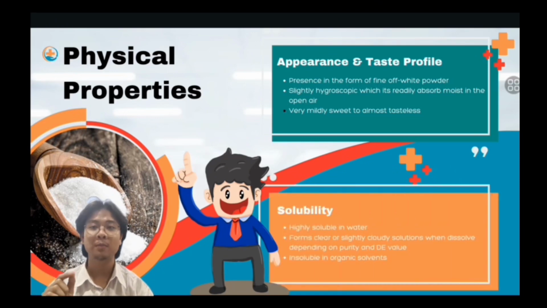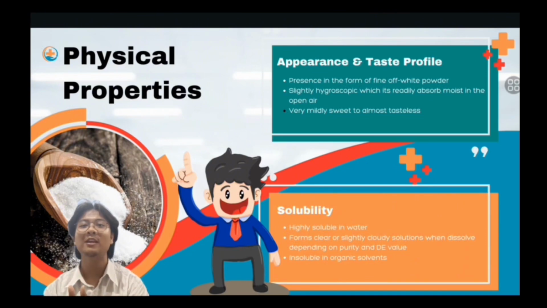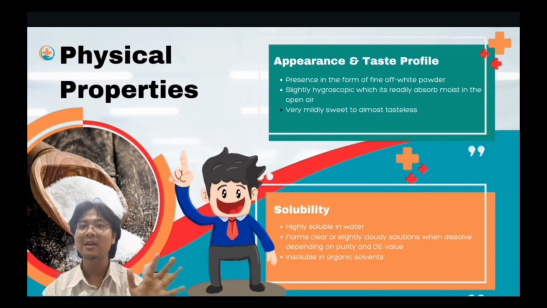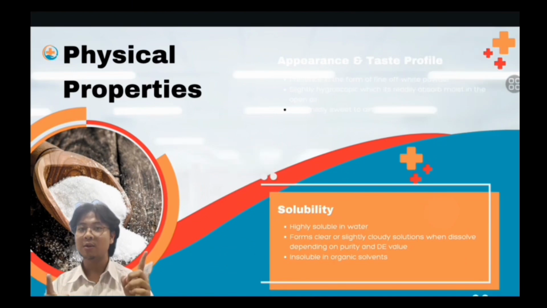In terms of solubility, maltodextrin is highly soluble in water, forming a clear or slightly cloudy solution depending on the purity and dextrose equivalent value. However, this substance is insoluble in organic solvents like ethanol.